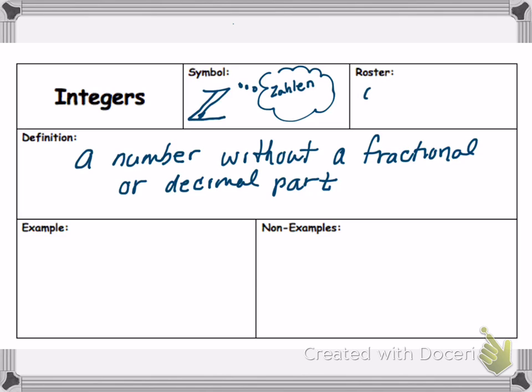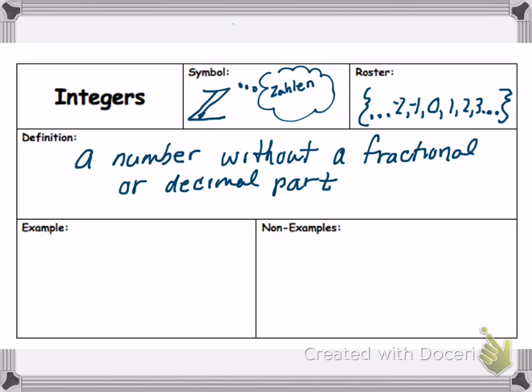And the roster here continues in both directions. So we'll make a nice wide roster there. We would have 0, 1, 2, 3. We're expanding out from the whole numbers, and dot, dot, dot, because it continues to the right there in the positive direction. But integers also continue in the negative direction. So we want to continue a little bit to the left there, and dot, dot, dot to show that that continues to the left.